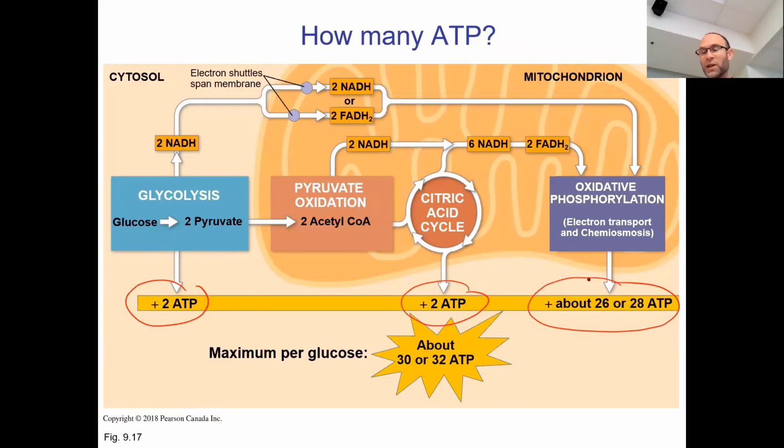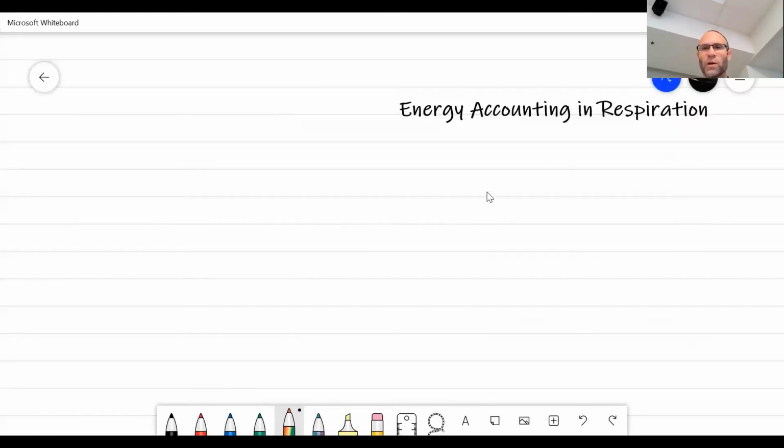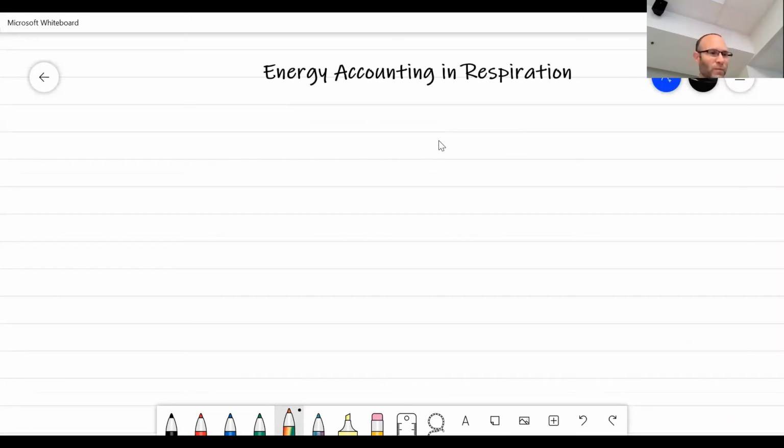At least this edition of the textbook. The previous edition, I think, had 38 on there. So just different people deciding how they want to count the numbers. So I want to show you how we can count the numbers. And I'm just going to move over to my whiteboard. Let's see here, there we go. And I'm going to start a new whiteboard here. You can see I'm calling it Energy Accounting in Respiration.